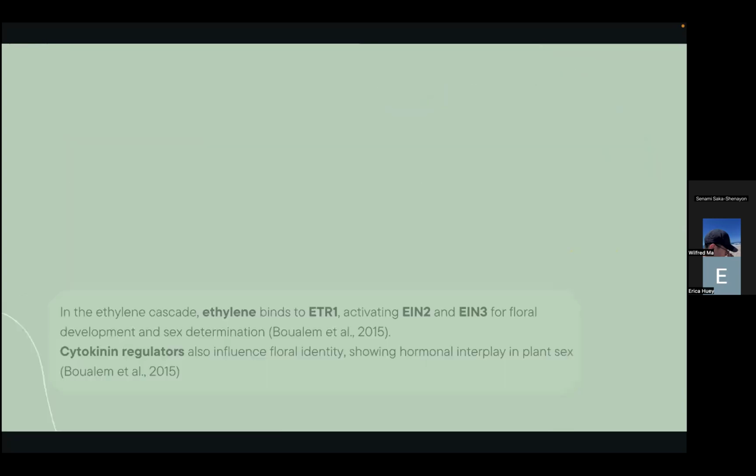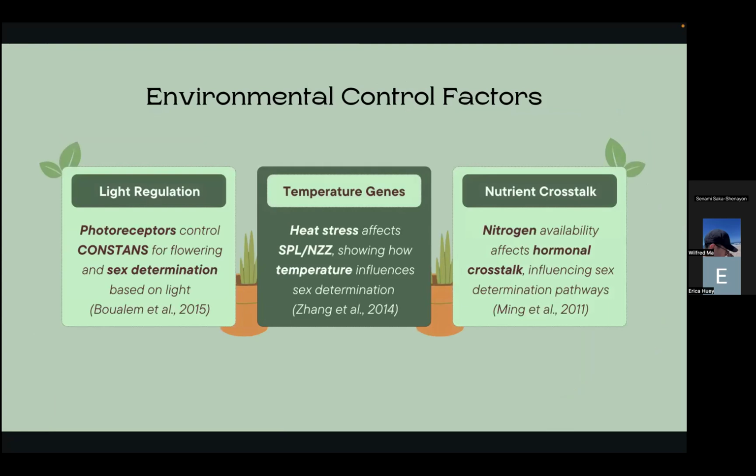So lastly, we have environmental factors like light, temperature, and nutrition. For light regulation, photoreceptors control the CONSTANS gene expression, influencing flowering and sex differentiation based on day length. For temperature sensitivity, high temperatures alter SPL and ZZ gene expression, which regulates reproductive development. This means climate conditions can shift plant reproductive strategies. And lastly, nutrient-hormone crosstalk: nitrogen availability affects hormonal balance, altering GA and ethylene levels, which in turn influence sex expression. The next slide is our references for the whole presentation.